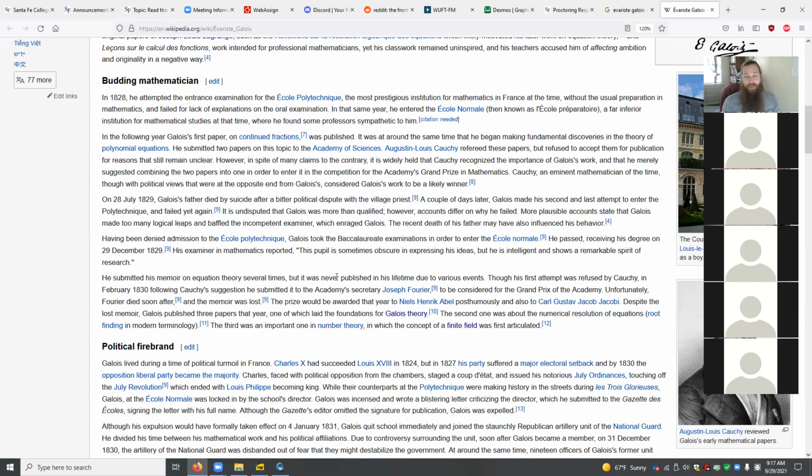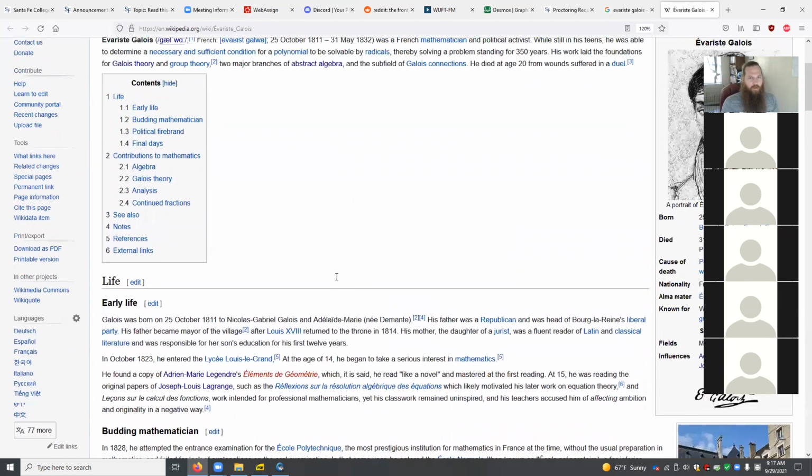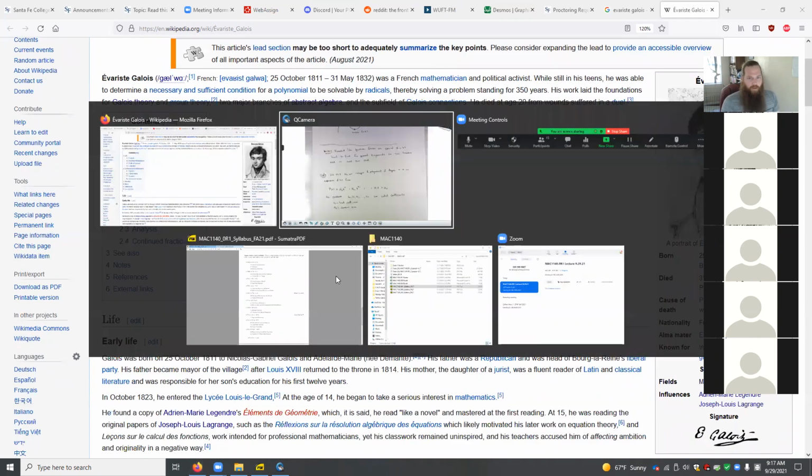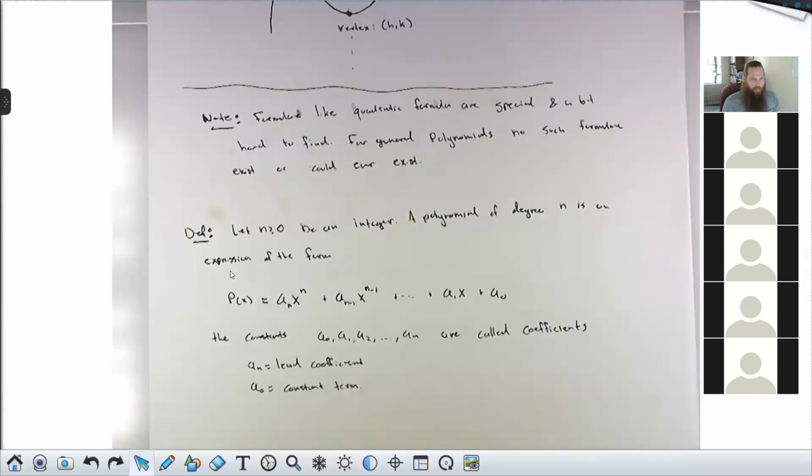I don't know exactly when he discovered this work. He probably had it in his head, but the night before the duel was the first time anybody heard of him writing it down. He died the next morning in the duel, and then years later, other folks, I think, this wasn't Cauchy, I think it was Lagrange, published his work. In any case, formulas like the quadratic formula are very rare for general polynomials like these.